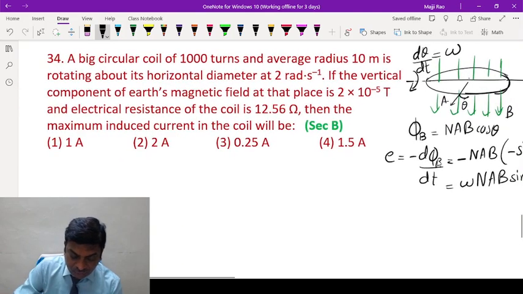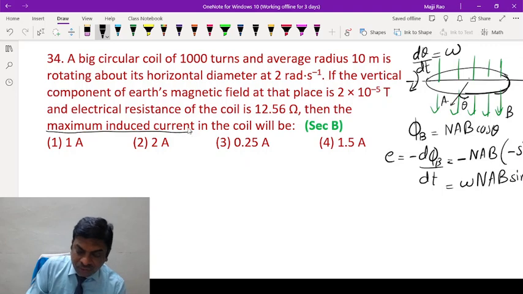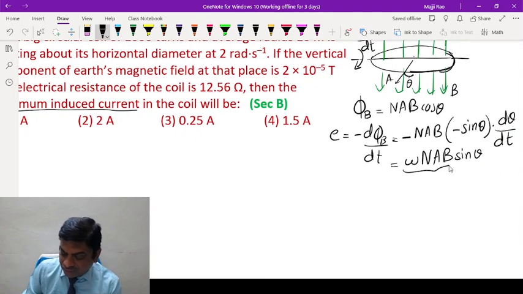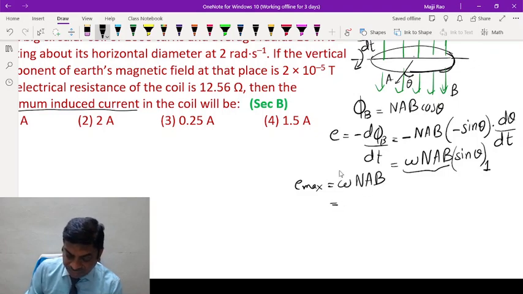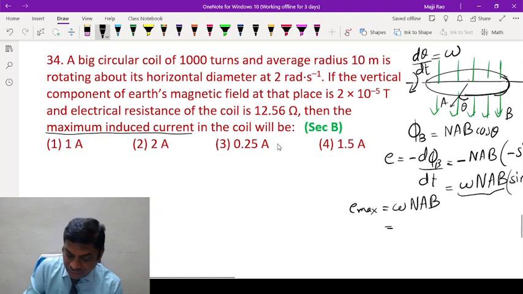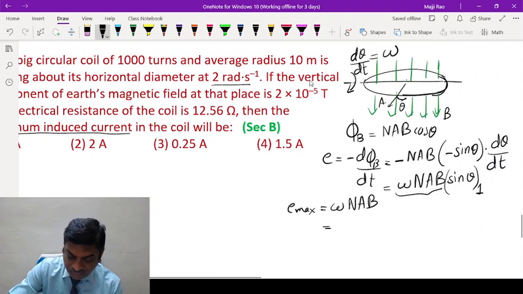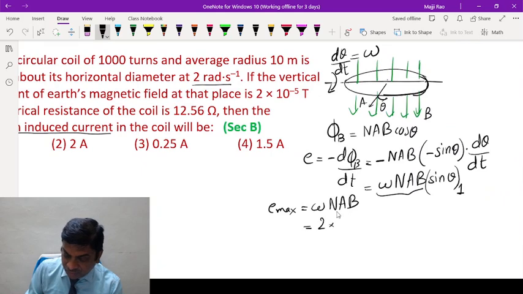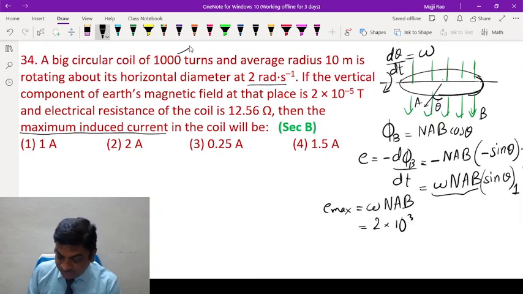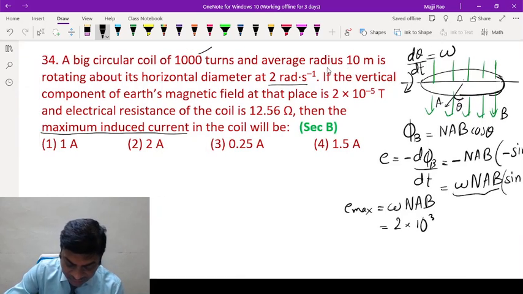So the maximum EMF induced will be this much, corresponding to sin theta equal to 1. So the maximum induced EMF will be omega NAB. Omega is 2 pi f. No, omega is given straight away, 2 radian per second. Number of turns is 1000, given. Area: the average radius is 10 meters.